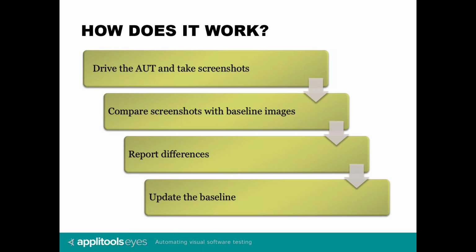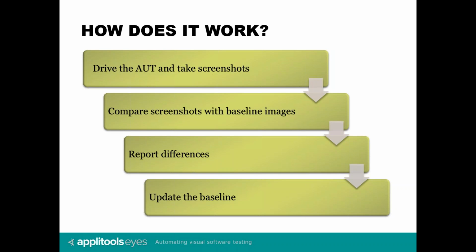In the first step, you drive the application under test and take screenshots. In the second, the tool takes those screenshots and compares them with baseline images. These baseline images define the expected appearance of the application, and in the majority of cases, these are simply screenshots that were taken in previous test runs and were approved by a tester. In the third step, the tool takes the results of these image comparisons and generates a report that includes all the screenshots, the baseline images, and any differences that were found.